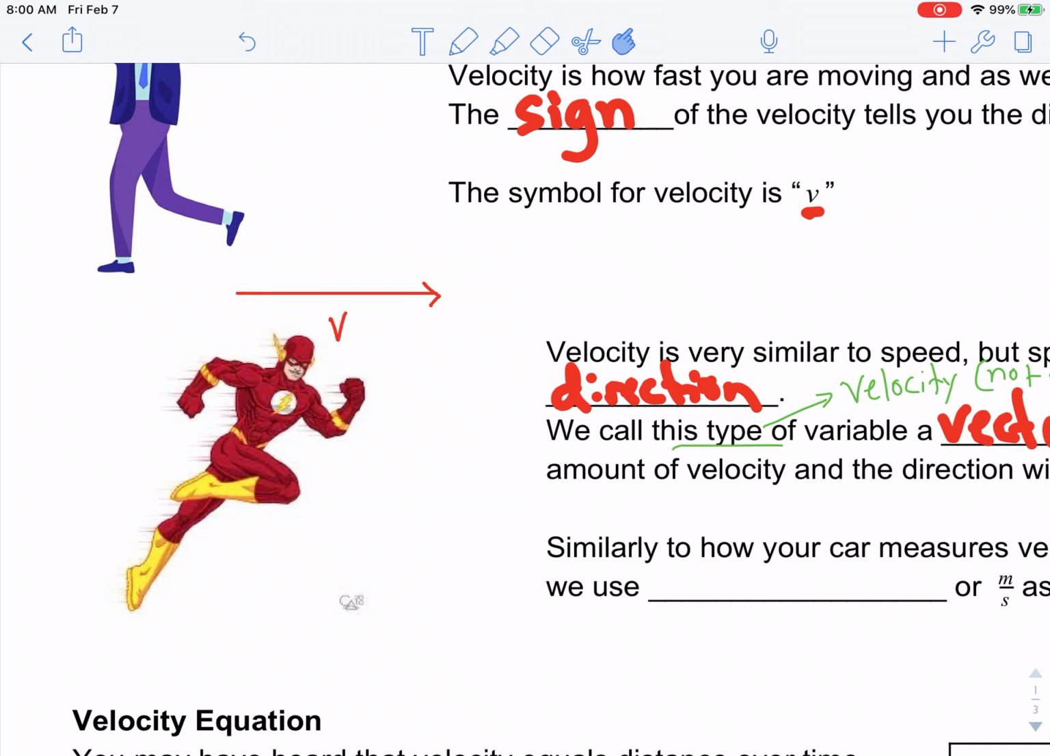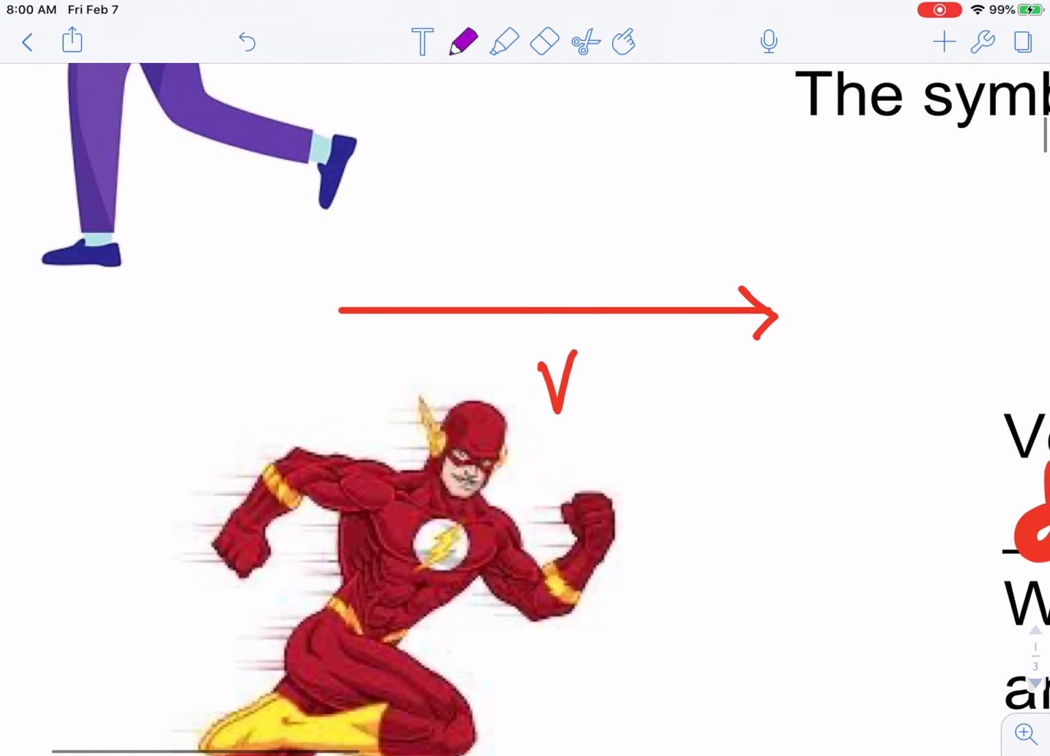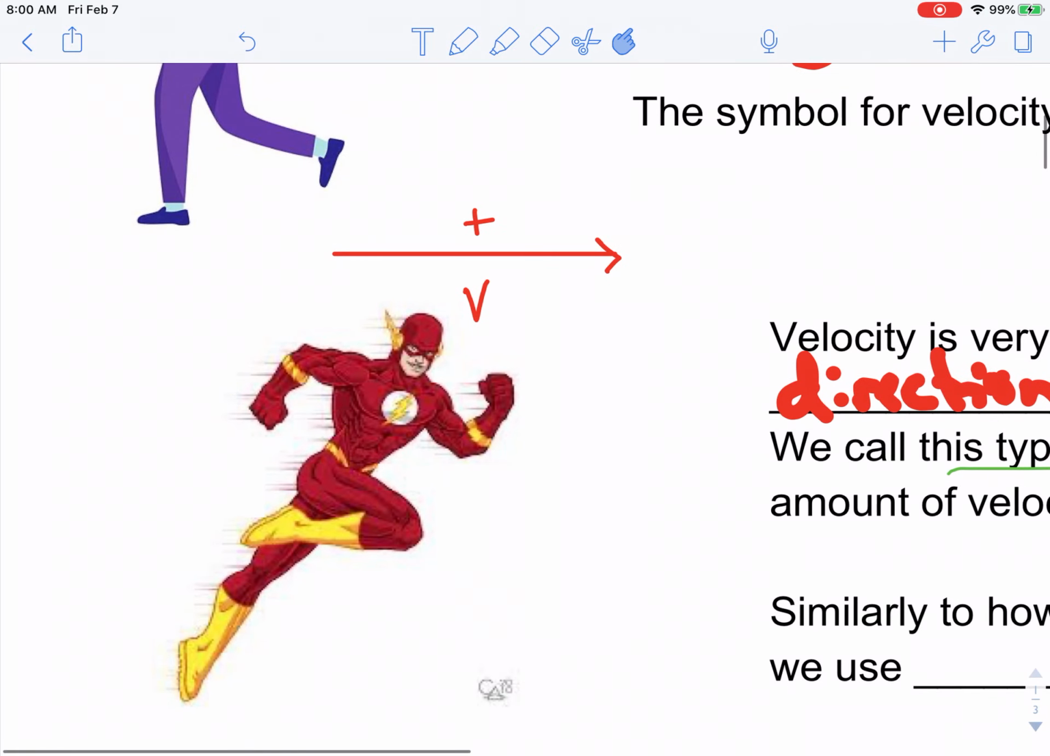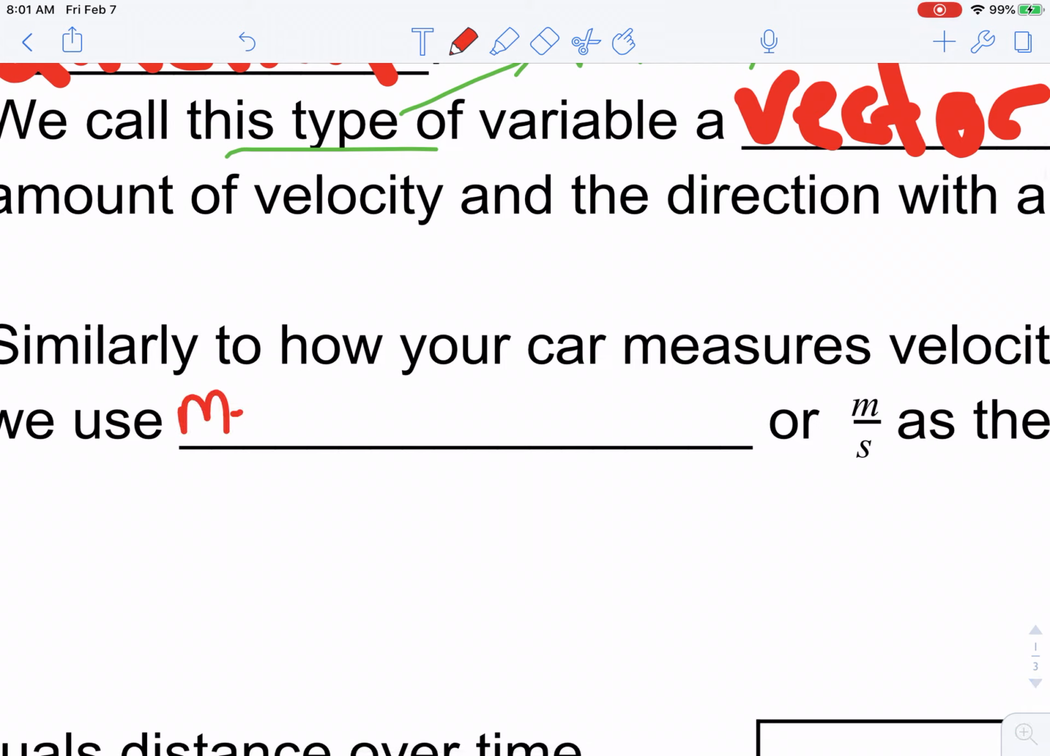to specify the amount. And often you can see a little sign like negative, and you could put another one for if he is going the positive direction. So right is the positive direction and left is the negative direction. So velocity is a vector. Similarly to how your car measures velocity in miles per hour, in physics class we use meters per second, or m/s as the units.